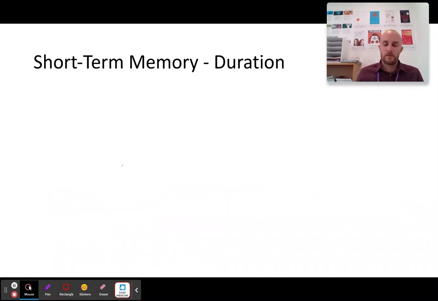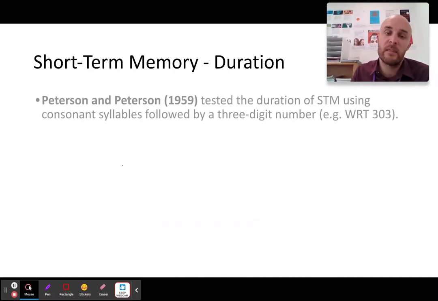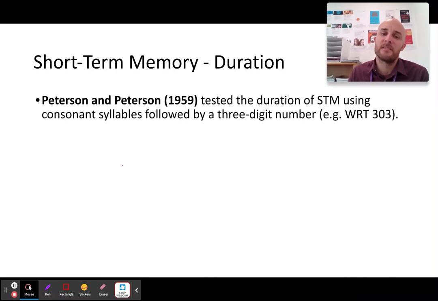Fine, right? Let's go into a piece of research about duration. The main one you need to know is Peterson and Peterson. They were a husband and wife team. They tested how long short-term memory lasts by giving people a nonsense trigram. That's what they called it.